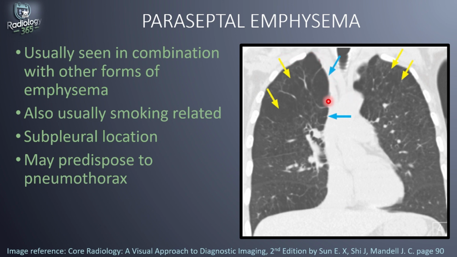So this is the same image from previously. You can see the subpleural location of this area of destructive lung process going on. This is not normal lung tissue. It looks cystic and enlarged and destroyed. And if it's breached, you can have pneumothorax from this.